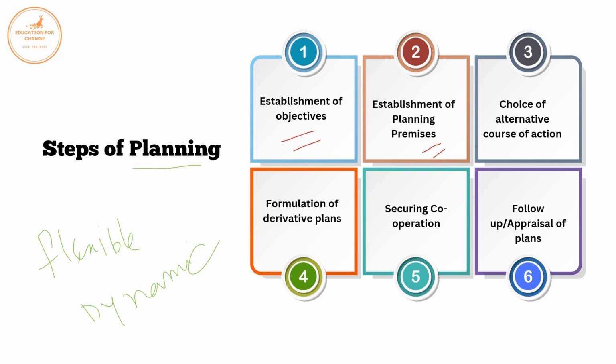Then another important part is choosing the alternative course of action. You have to find some alternatives of planning. The fourth one, you have to formulate or derive the plan. That means you have to implement the plan according to these choices. Securing cooperation, we have to implement the plan and we have to cooperate to make the plan successful. The last point, we can say, is follow up and appraisal.